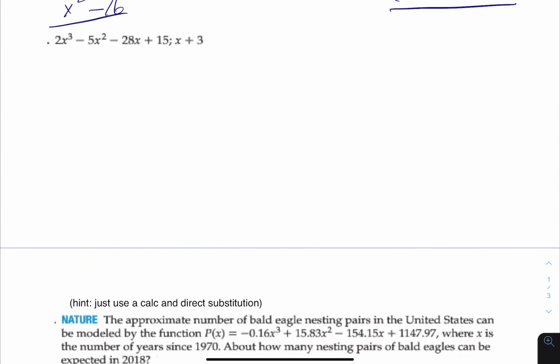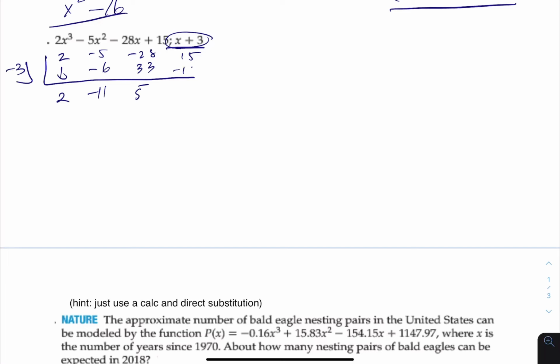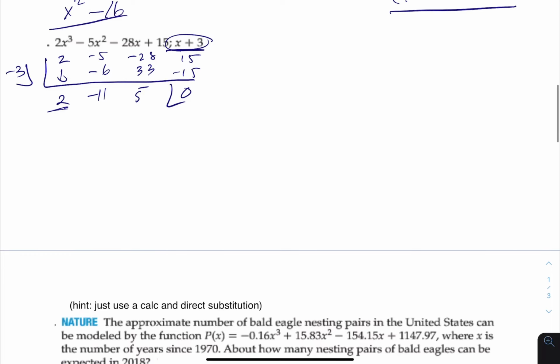Next one, same idea. They give us one factor and they want us to factor the rest. So we're going to do this. So 2, -5, it goes down in order. How nice, 15. Inside opposite, because it's in binomial form. So bring down the first one, multiply across. And remember, it should work. Negative 11, multiply across 33, 5, multiply negative 15, and I do get 0. And remember, this is 1 power less, so this is 2x squared minus 11x plus 5.